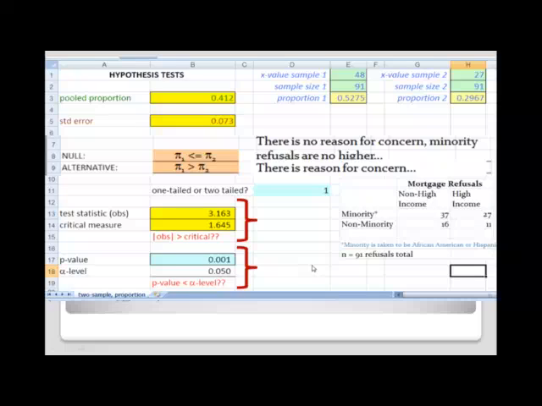P-value is smaller. So when you do all this, we end up rejecting the null, which says minority refusals, or the percentage of refusals that go toward minorities is higher. So there is reason for concern. So we are going to reject the null.